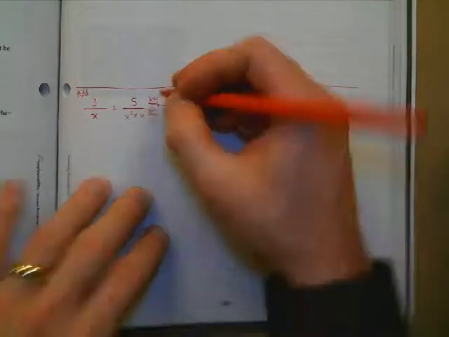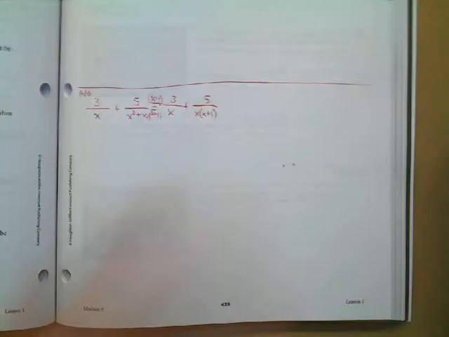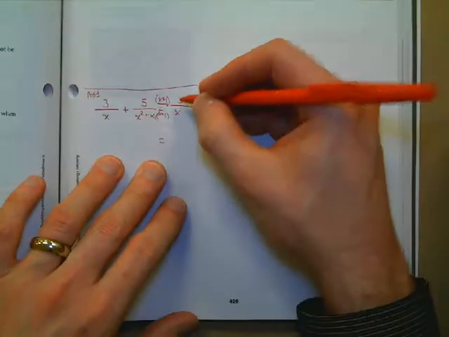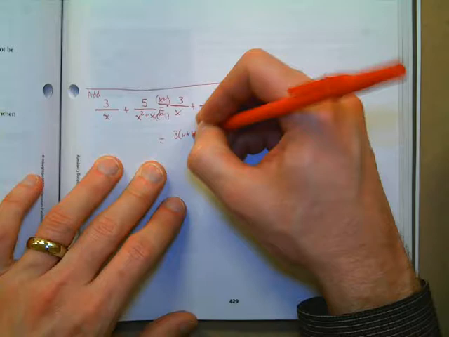Okay. So what does that give us? Well, the 3 will get multiplied with x plus 1. And they're going to have x times x plus 1.